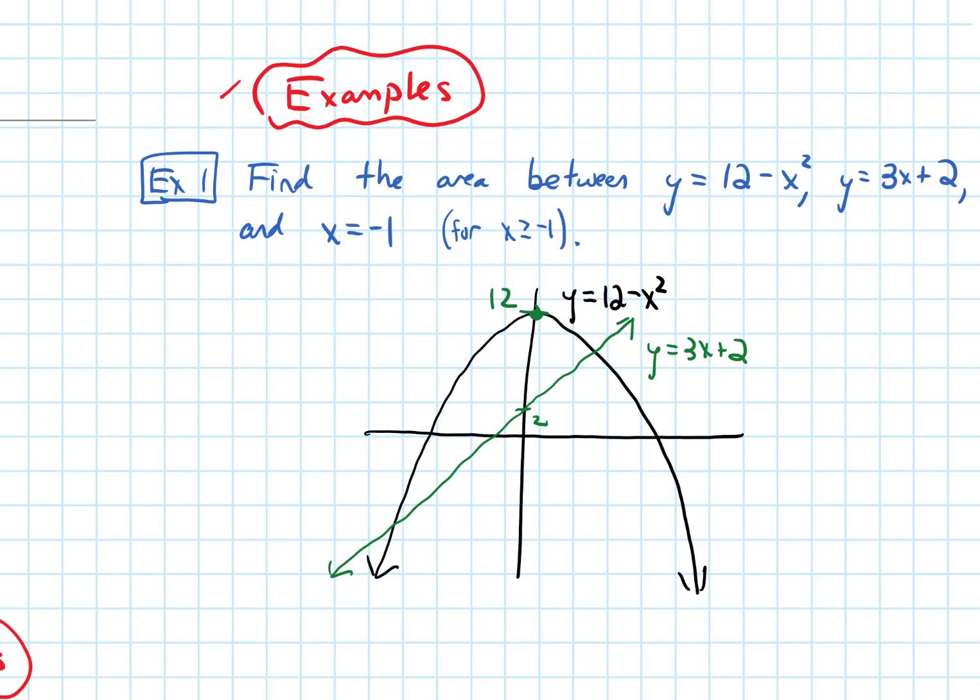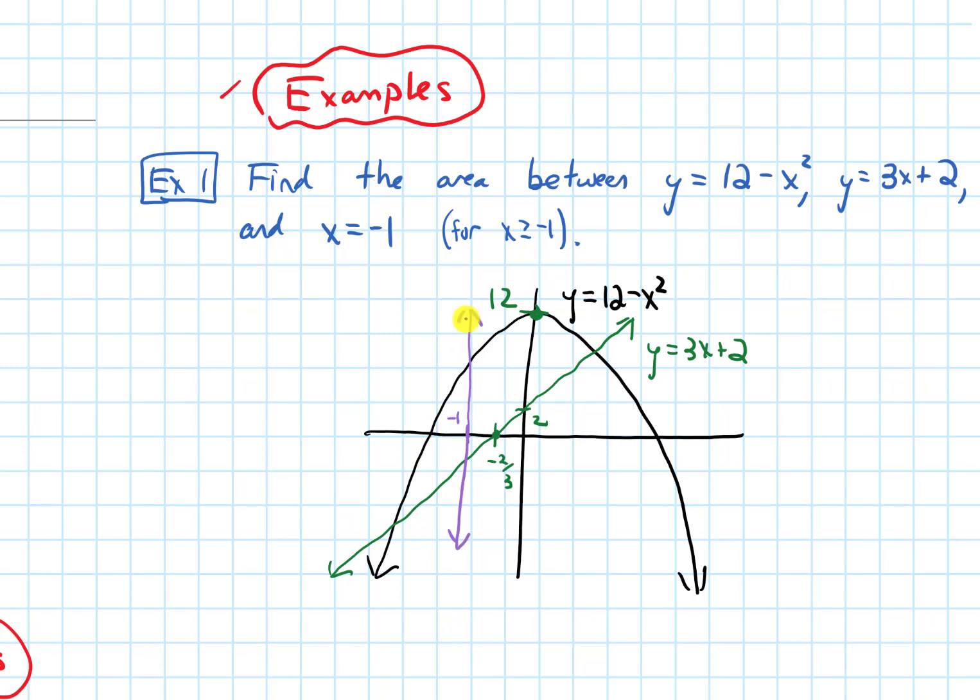Okay, and then we have this line, x equals negative 1. That's a vertical line, so negative 1 is somewhere over here. It's to the left of the x-intercept of the line 3x plus 2, which turns out to be at negative 2/3. Now if I draw that vertical line at negative 1, it looks something like this. Looking at my picture, these three curves create two regions that are bounded by them.